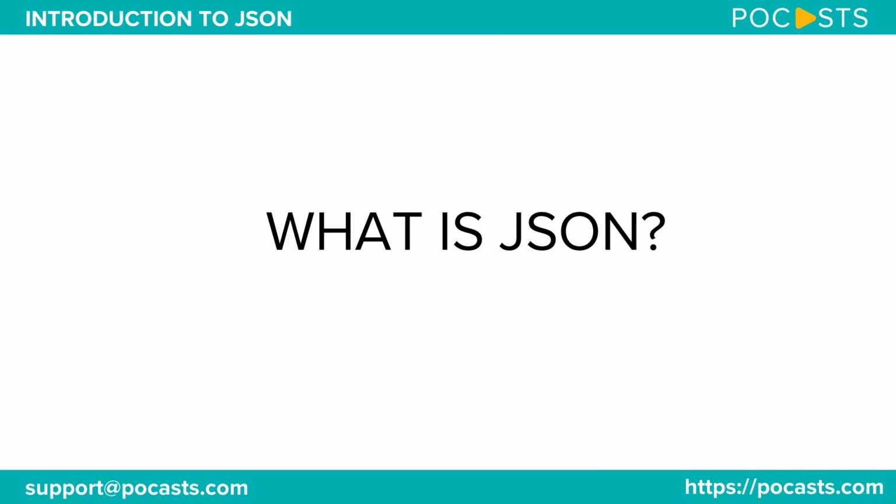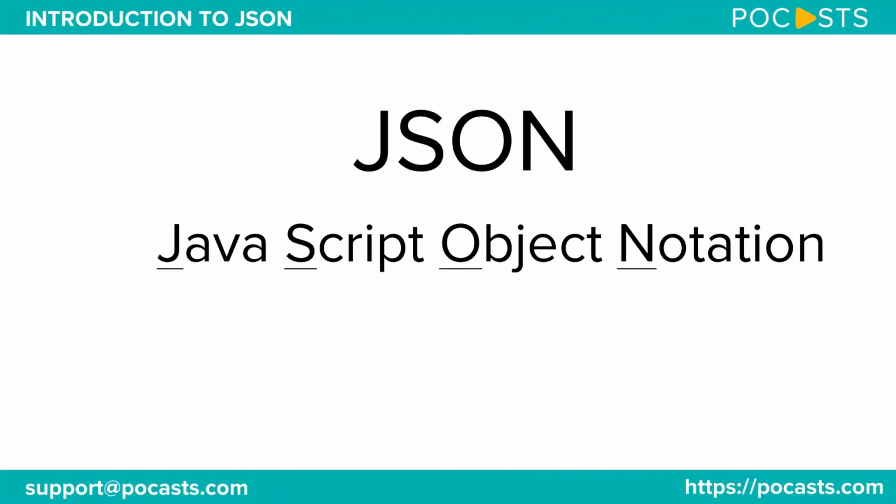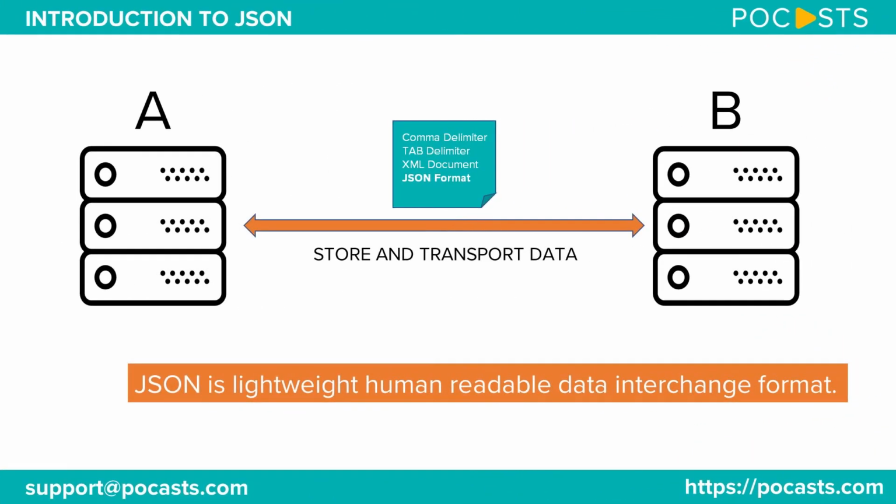So let's understand what is JSON. JSON stands for JavaScript Object Notation. Well, that's the full form of the word JSON. And JSON is lightweight, which means the size of the JSON is small. It's human readable, meaning once you see a JSON, you will be able to read it by yourself.